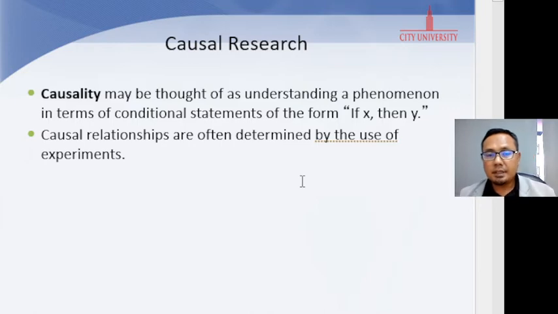And under research design, we can find another one that we call causal research. Causality may be thought of as understanding a phenomenon in terms of a conditional statement, for example, if X then Y. Normally we study the relationship between variable A and B, or X and Y. The causal relationship is often determined by the use of experiment.